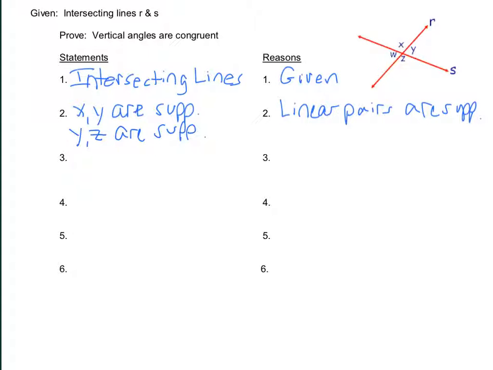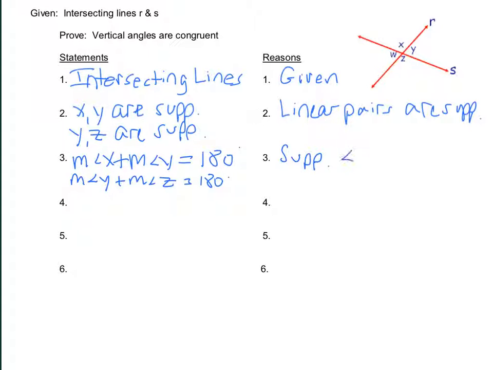We now have supplementary angles, and what do we know about supplementary angles? They happen to add up to 180. So in my next step, measure of angle x plus the measure of angle y equals 180. Whenever we talk about degrees, we have to use measurement. And in the same step, because it's the same reason, I'll talk about the measure of angle y plus the measure of angle z equaling 180. That's because supplementary angles add to 180.